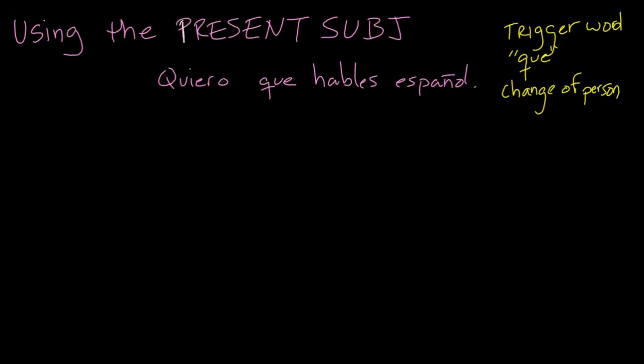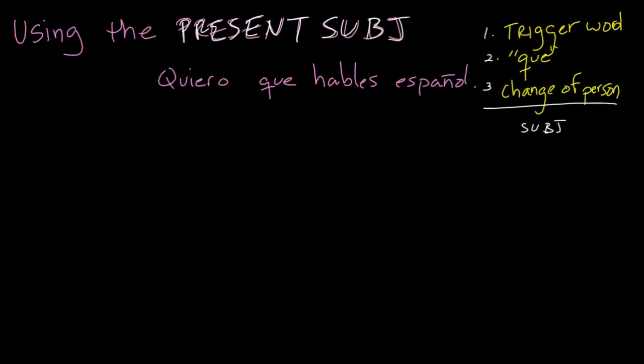One of the ways that we can use the present subjunctive is if we have a trigger word, a K, and a change of person. And if you have all three of these things, what do you win? You win the subjunctive. Just a quick refresher, what is the trigger word?